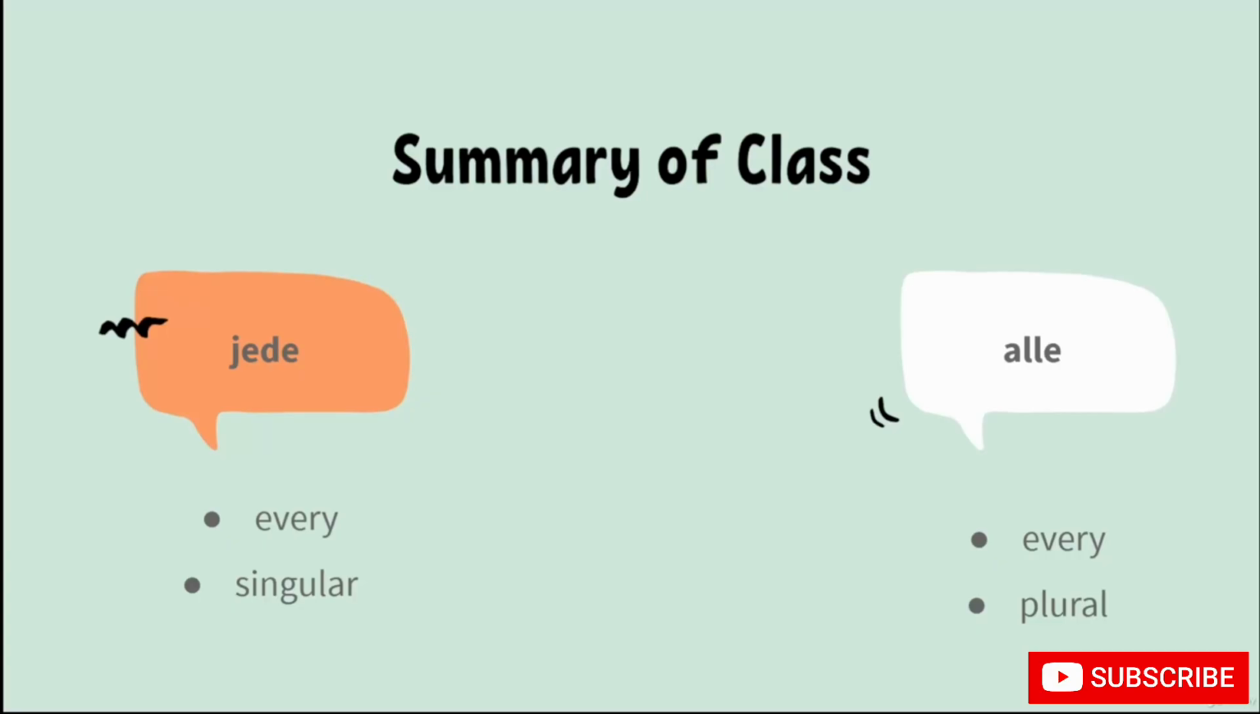To sum up, jede and alle mean every, but jede is singular, alle is plural. For example, when I want to say every summer, every day, every hour, then jede must be used in German. But when I want to say every 6 hours, every 6 months, every 2 years, then alle must be used in German.